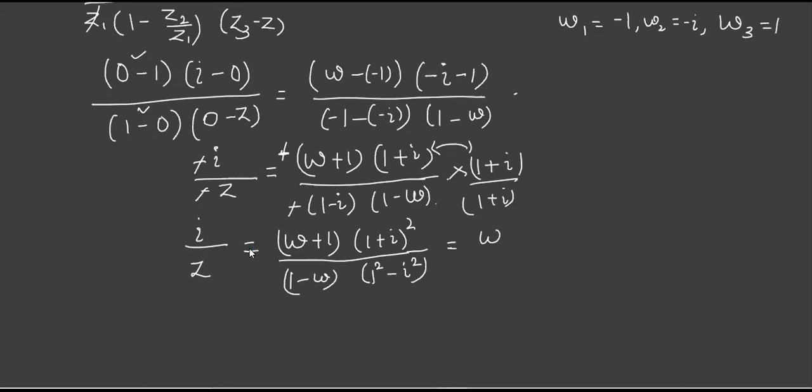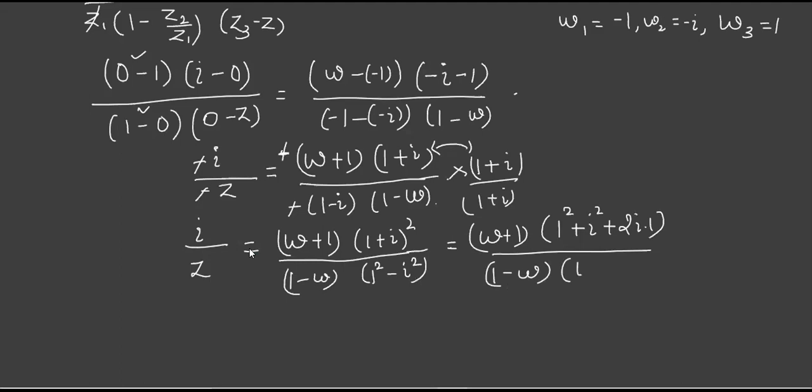So this is going to be (w plus 1). Can you tell me the expansion of this? (a plus b) the whole square is a square plus b square plus 2ab, divided by (1 minus w) as it is. This is 1 minus. Can you tell me what is i square? Minus 1. i square is minus 1, so that it becomes minus into minus, plus 1.